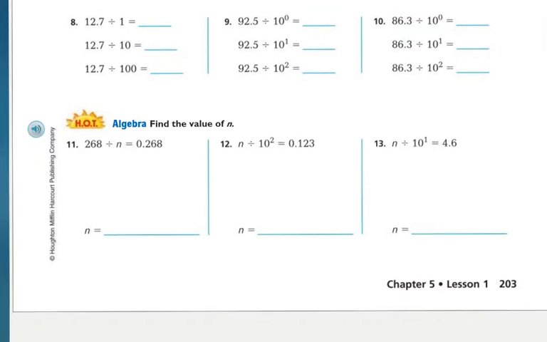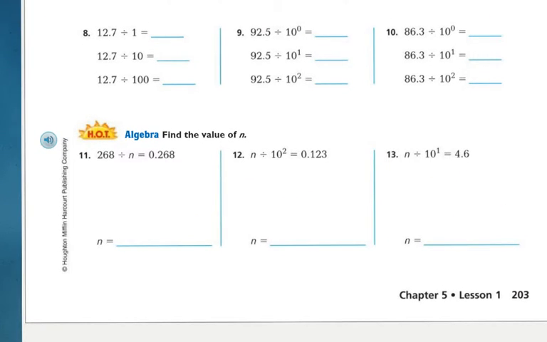I did want to show you down here on the hot problems. It has 268 divided by a number equals 0.268. So you need to see, how many spaces did I move it over? I moved it over 1, 2, 3 spaces. What's going to be moving it over 3 spaces? I could say 10 to the power of 3, or that's the same thing as saying 1,000. Either one of those answers would work.